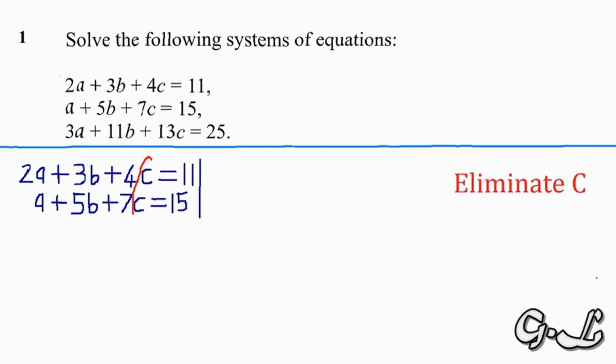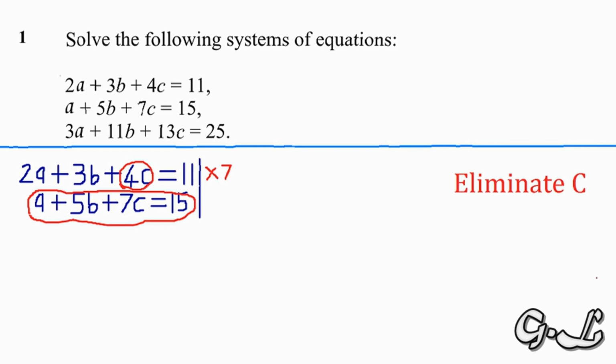Now, how are we going to eliminate c? The way that we're going to eliminate c is that we're going to get the coefficients that c has. We're going to start with the first coefficient. When you look at the lower equation, which is a plus 5b plus 7c is equal to 15, the coefficient of c in that equation is 7. So you need to get that 7 and multiply it throughout the equation at the top. So you're going to multiply each term by 7.